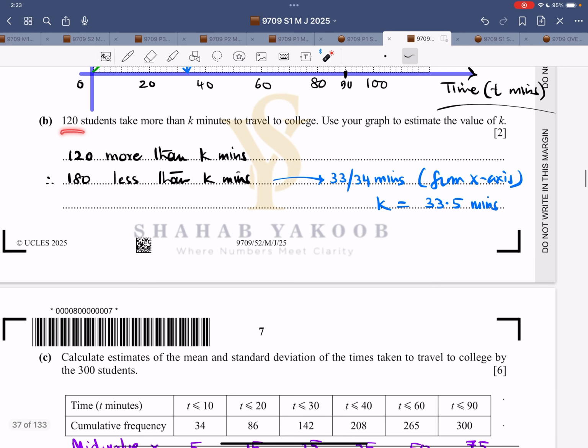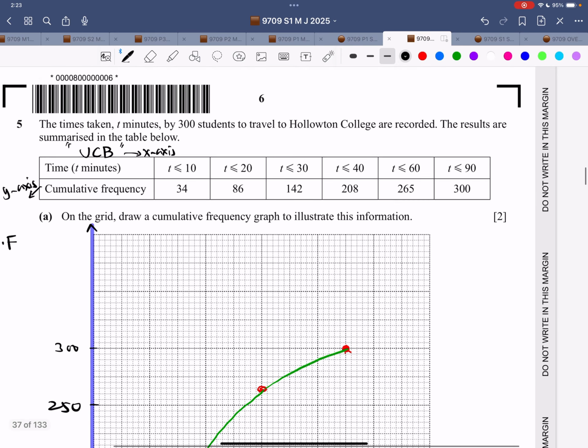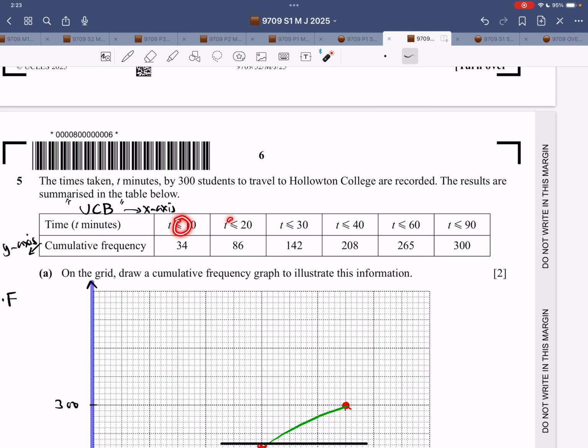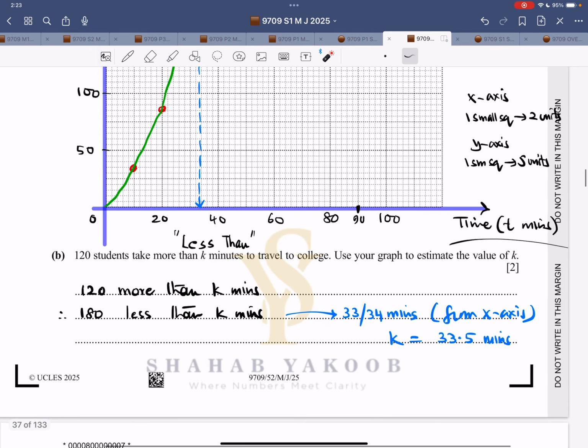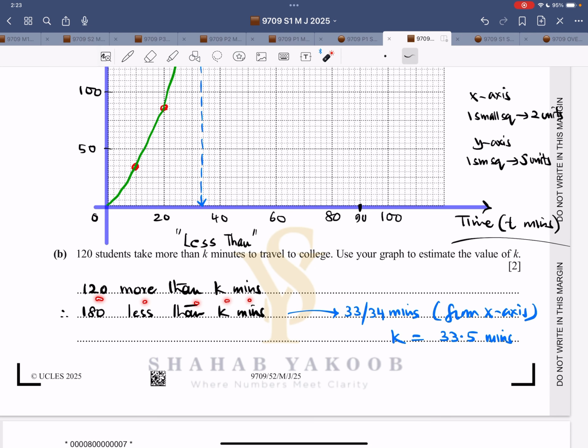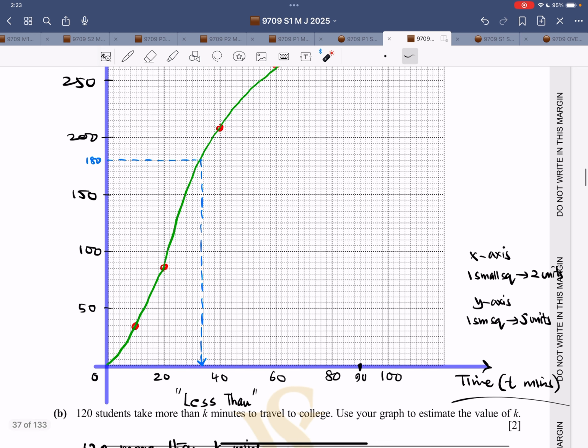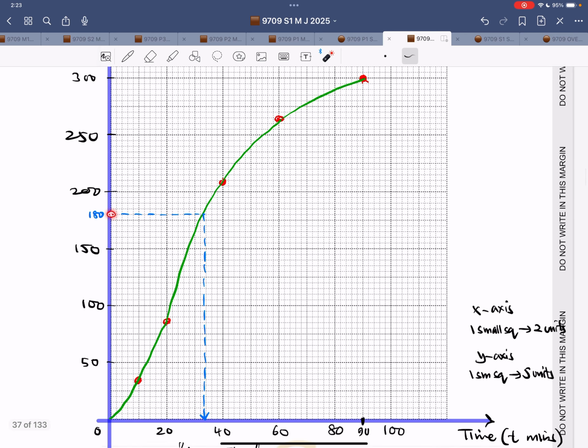Now, 120 students take more than k minutes to travel to college. Use your graph. Now keep in mind, cumulative frequency is based upon the key phrase less than, lesser than this, lesser than this, as you can see over here. Got the idea? So if 120 travel in more than k minutes, therefore 300 minus 120, 180 travel in less than k minutes. So go till 120 cumulative frequency, touch the graph, read off the value.